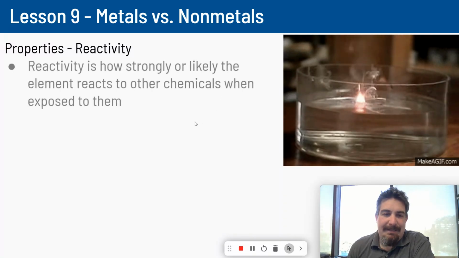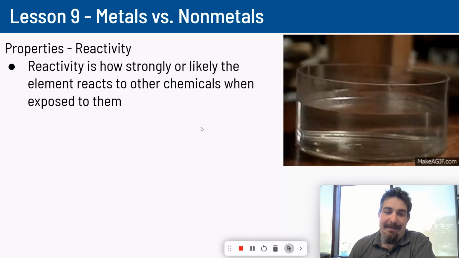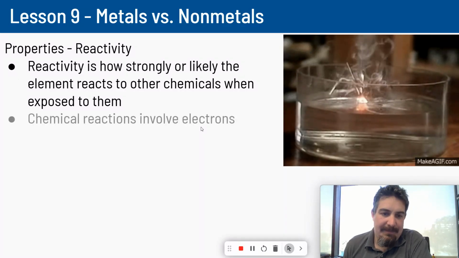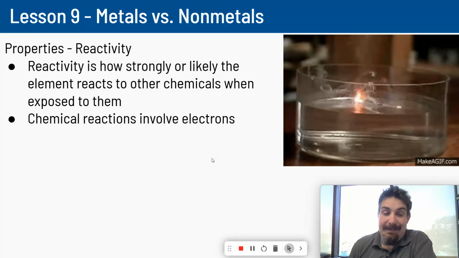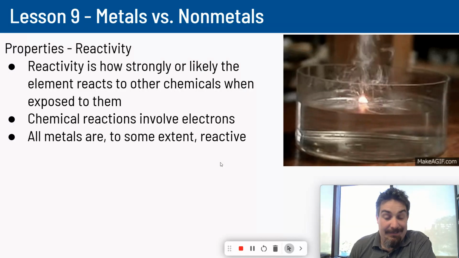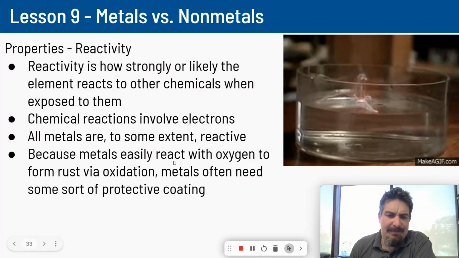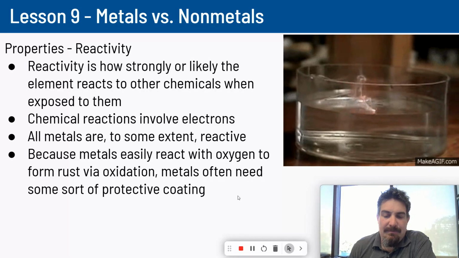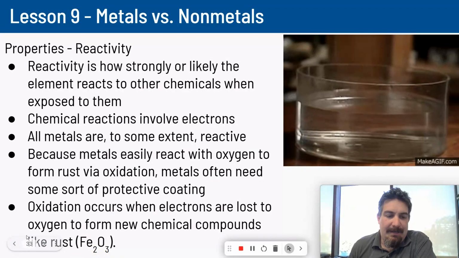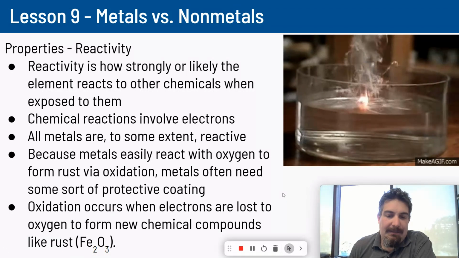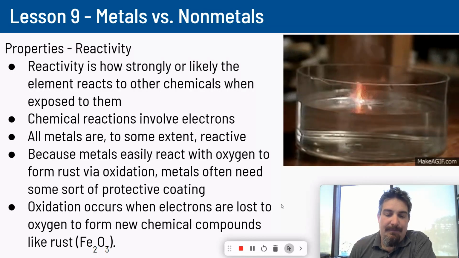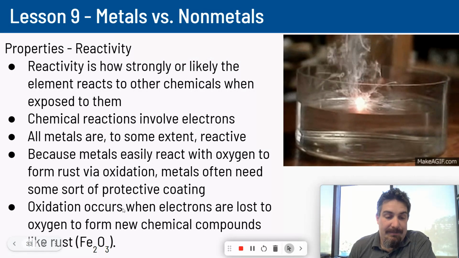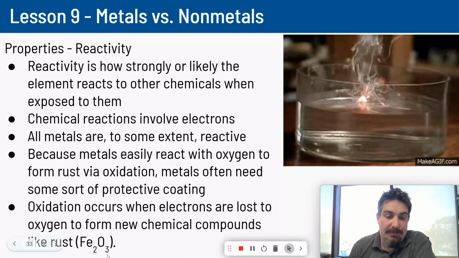But reactivity is how strongly or likely that element reacts to other chemicals when exposed to them. Now, chemical reactions involve electrons, and all those free electrons make metals more likely to react. And because metals can easily react with oxygen to form rust or oxides via oxidation, metals often need some sort of protective coating when they're being used for normal activities. Now, this oxidation I just mentioned occurs when electrons are lost to oxygen and they form new chemical compounds, like rust, listed here as iron 2, oxygen 3.